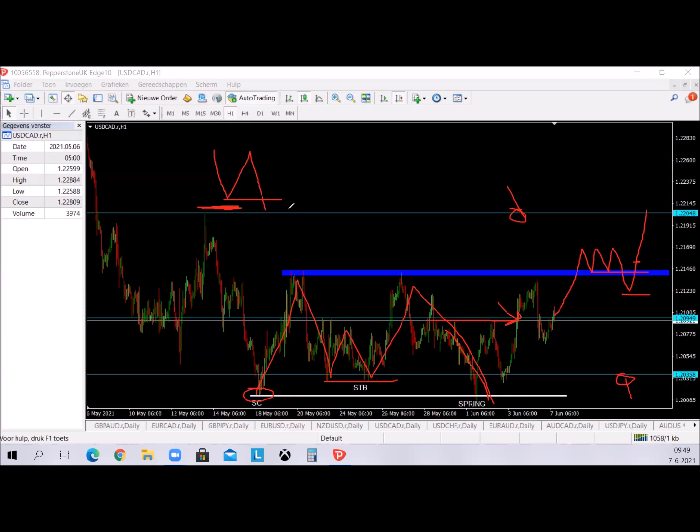I want to see something like this, a range forming, then a higher low, people thinking the uptrend is starting because, hey, it's a higher low.